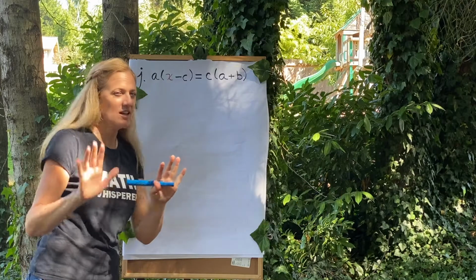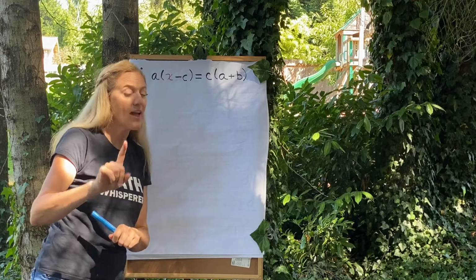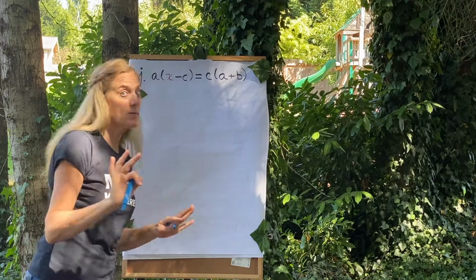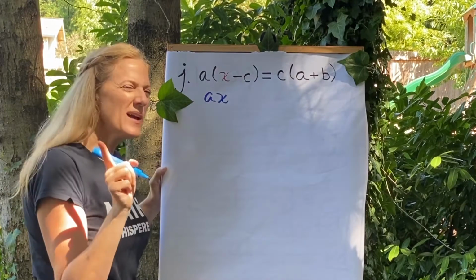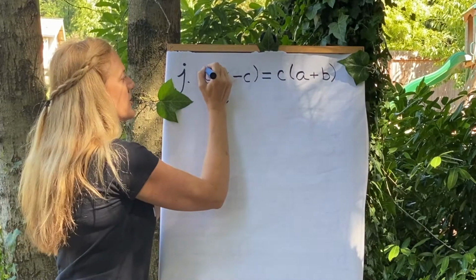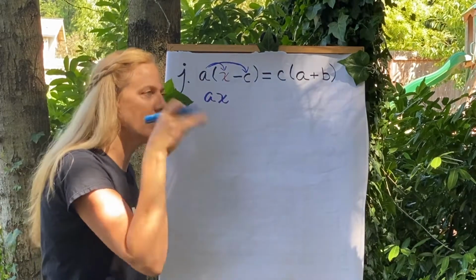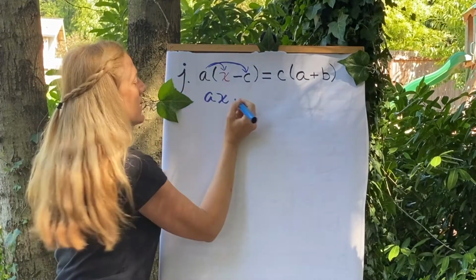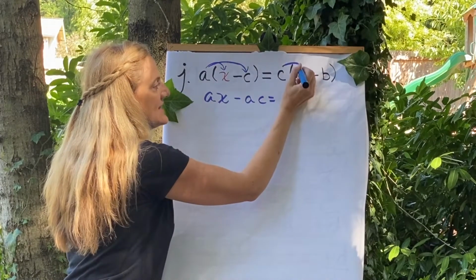Don't erase anything, just keep with me, because if you chose to do it a different way, that might be okay. So here I'm going to go ahead and distribute to start with. So AX, and you know what, sometimes I like to keep track of that just by drawing an arrow, just to make sure I go, oh yeah, I'm distributing it into both terms. All right, so AX minus A times C equals C times A.